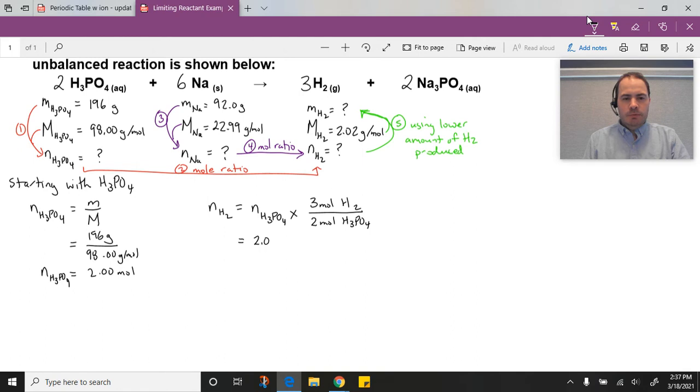So I take my 2 moles of H3PO4 and I'm going to multiply by 3 over 2. And that will give me a value of 3 moles. So that means if all the H3PO4 gets used up, I can generate 3 moles of hydrogen gas. Right? So we figured out how many moles from the hydrogen gas. Now let's work with the sodium.